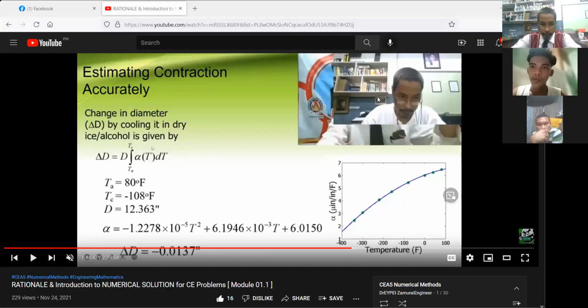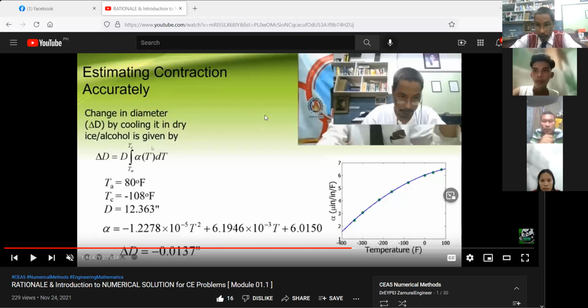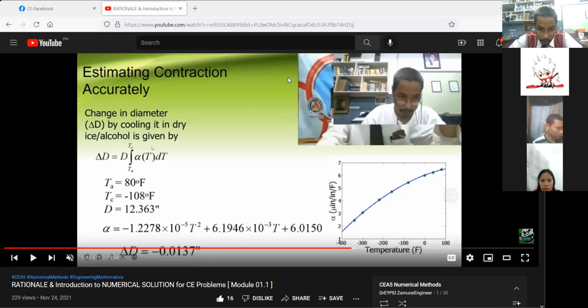So let us again go back to the problem wherein we have to compare our linear interpolation estimate versus the exact solution using integral calculus and quadratic equation, the function representing the coefficient of thermal expansion. This is the exact answer. So let us compare by calculating the error. What is the error?